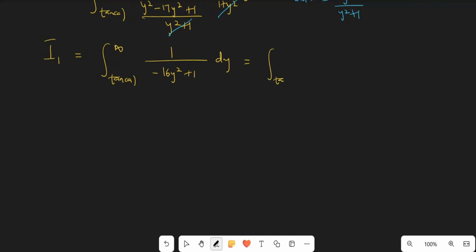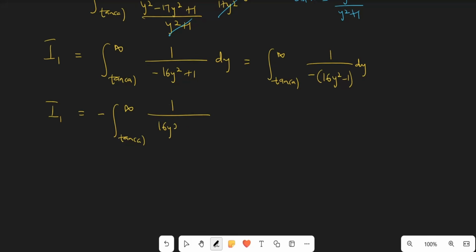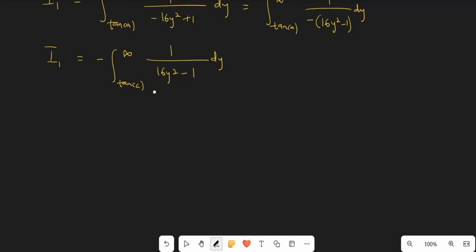The integral from the tan of a to infinity of 1 all over, you can factorize negative 1 out, and that's going to be left with 16y squared minus 1, right, dy. So this negative 1 is a constant which I can bring out in front here. Now I have negative the integral from the tan of a to infinity of 1 all over 16y squared minus 1, and then dy. Now we are going to solve this one.